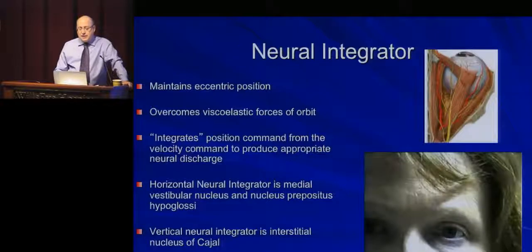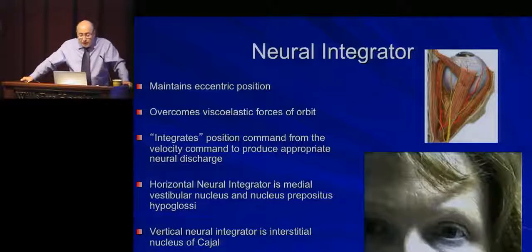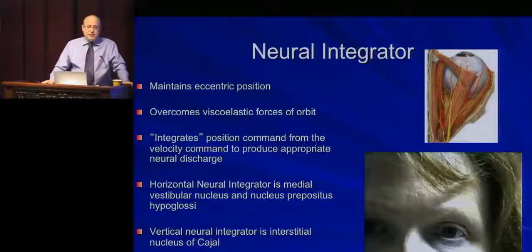What if we want to keep our eyes in an eccentric position off to the side? We have what's called a neural integrator. It overcomes the viscoelastic forces of the orbit that would tend to bring the eye back to the center. Why is it called an integrator? Well, because the people who described all these eye movement systems are engineers, and they figured that the steady amount of neural output you need to keep the eyes laterally is, mathematically, an integral of the velocity signal that got you there in the first place. So it's called an integrator.